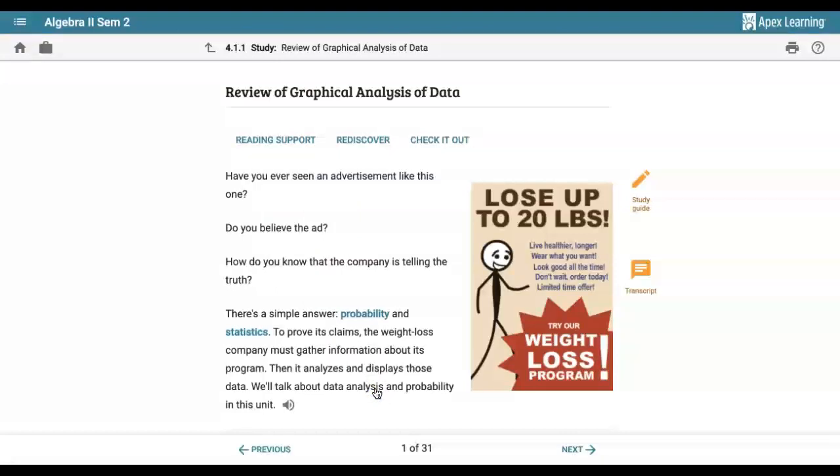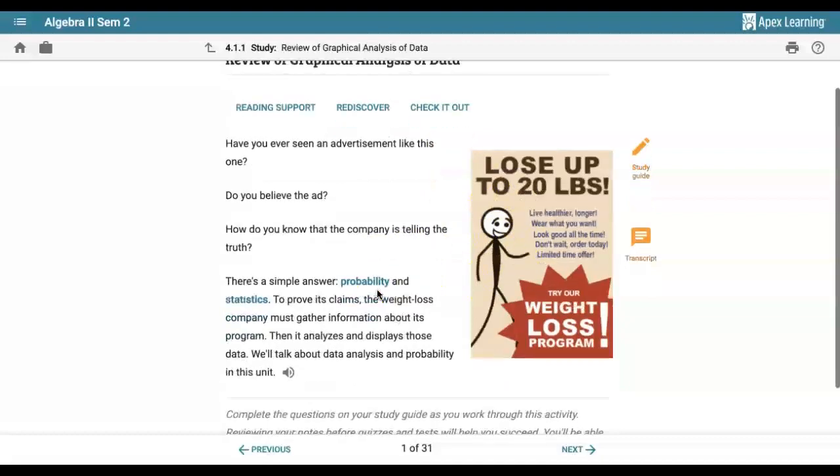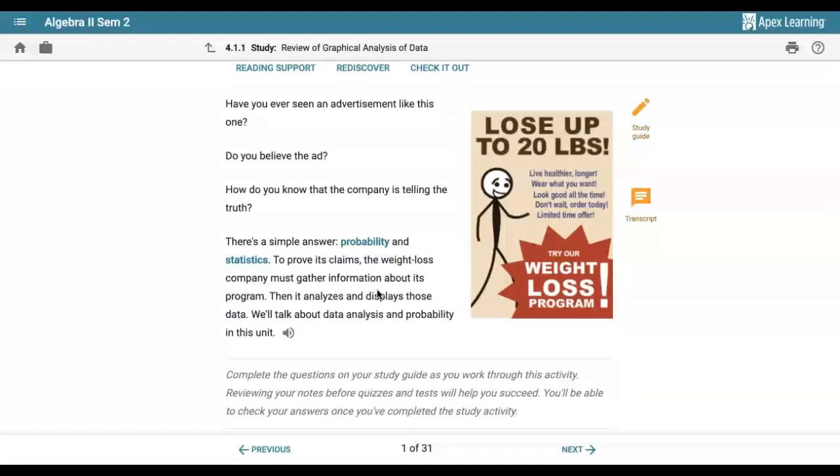I like this example here because there's a ton of these kind of flashy ads, right? For things more than just obviously weight loss, right? Like make money quick, or have shiny teeth, or things along those lines. And something like this is an example where we have to look at probability versus statistics.